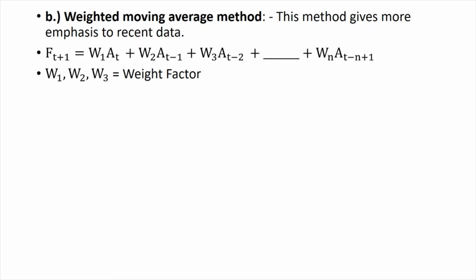Next is the weighted moving average method. This method gives more emphasis to recent data. Here W1, W2 and W3 are the weight factors, and the sum of W1, W2 and W3 is equal to 1. And here A_t is the actual data for past months and F_(t+1) is the forecast for the next period.